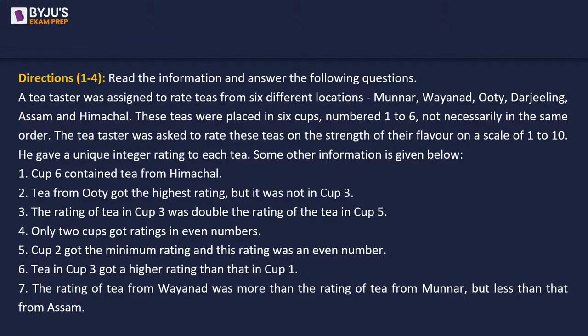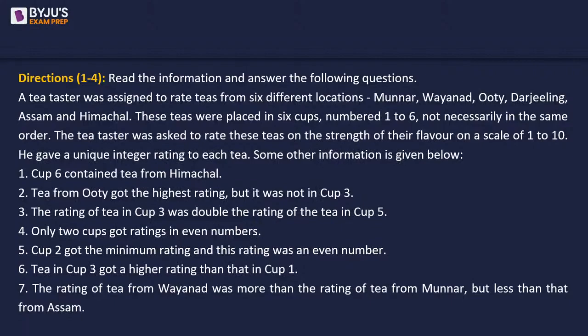Some other information is given below. So the first one is cup 6 contained tea from Himachal. Tea from Uti got the highest rating, but it was not in cup 3. The rating of tea in cup 3 was double the rating of tea in cup 5. Only 2 cups got ratings in even numbers, and so on and so forth. So there are 7 statements.